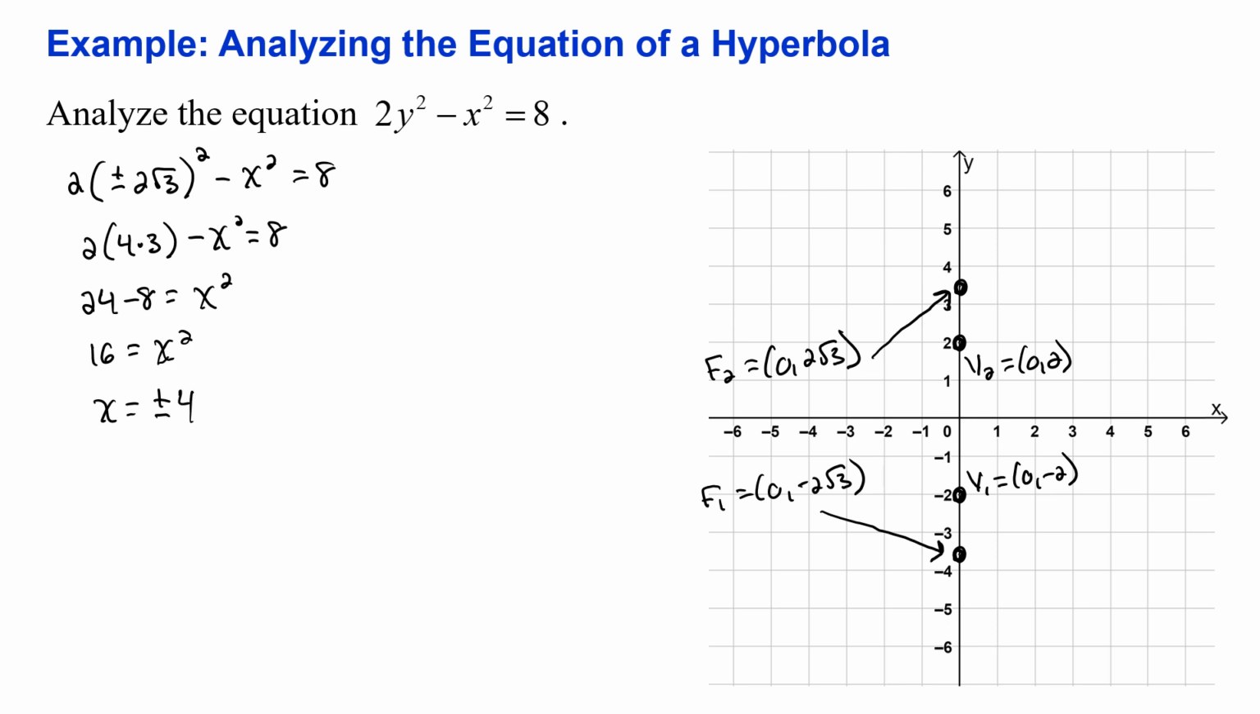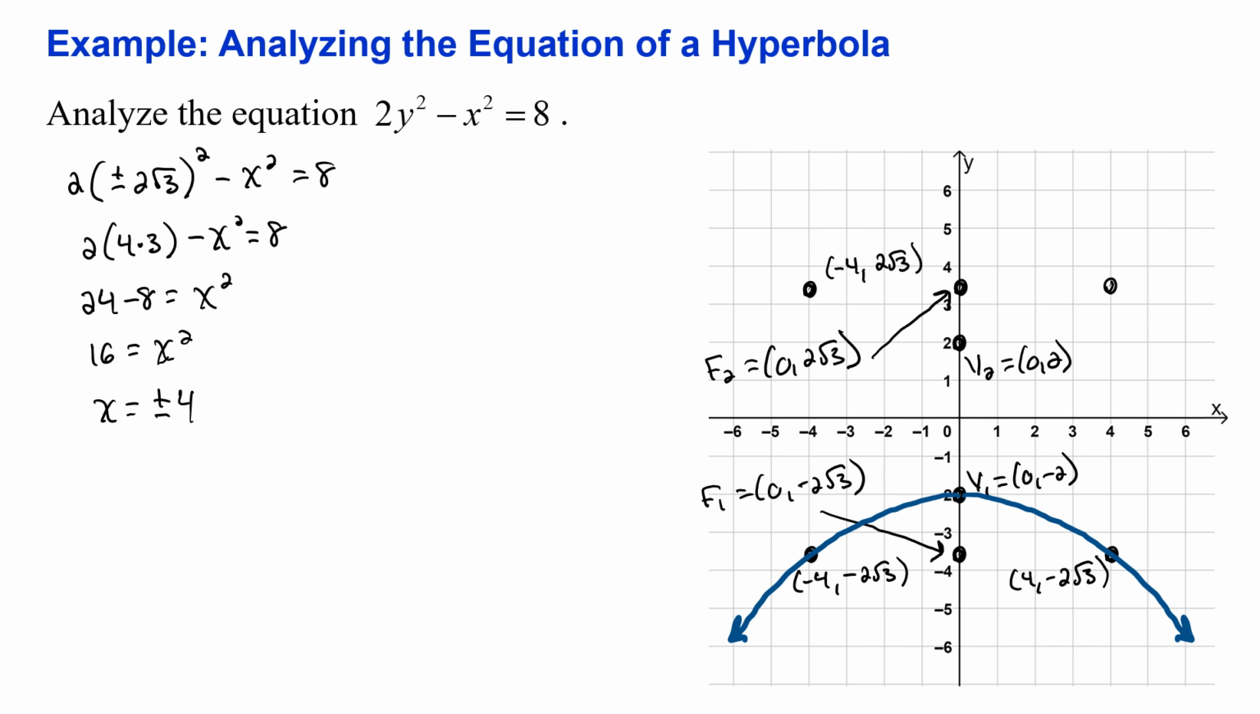So we now have 4 points we can plot, 2 on each branch of the hyperbola. So I'm going to sketch the lower branch first. Let's plot a point at negative 4, comma, negative 2 square root of 3. And then let's plot a point at positive 4, comma, negative 2 square root of 3. Connecting these 2 points with v sub 1, we sketch the lower branch of the hyperbola. Now let's draw the upper branch. So we'll plot a point at negative 4, comma, 2 square root of 3, and positive 4, comma, 2 square root of 3. Connecting those points with v sub 2, we sketch the upper branch of the hyperbola.